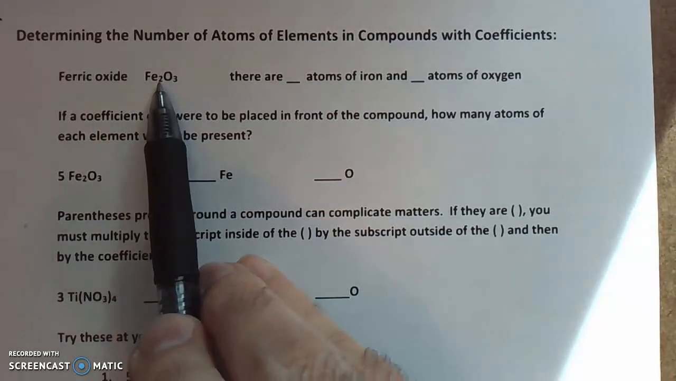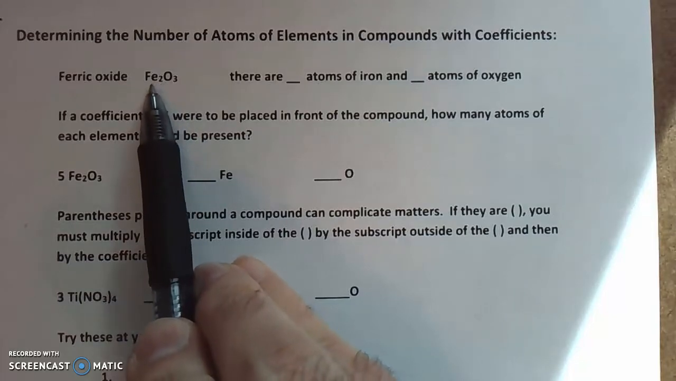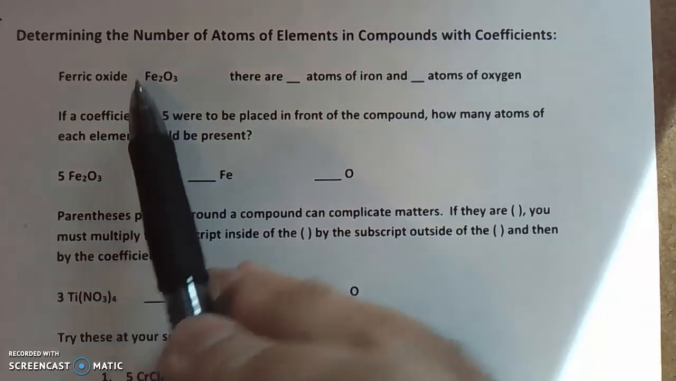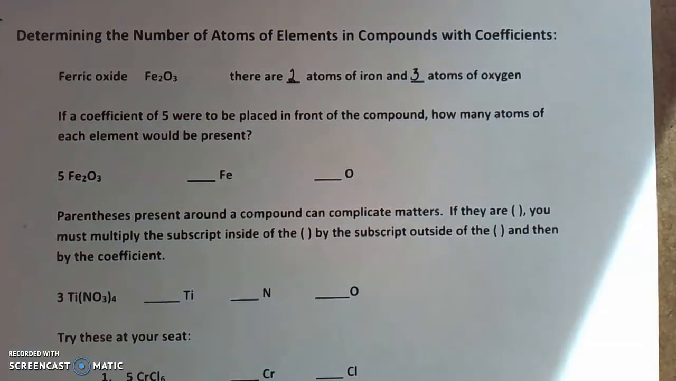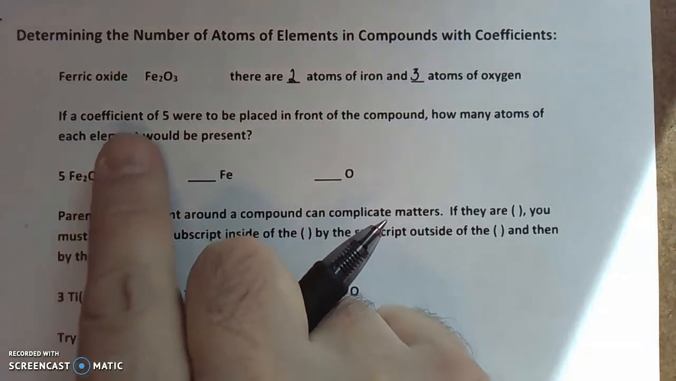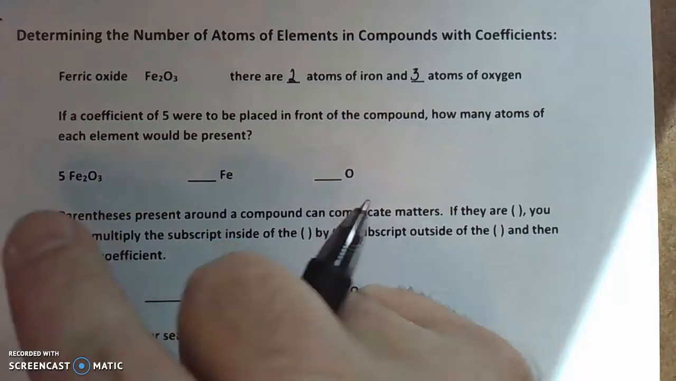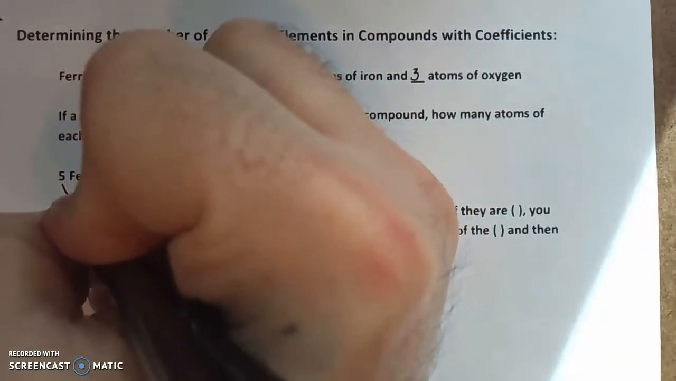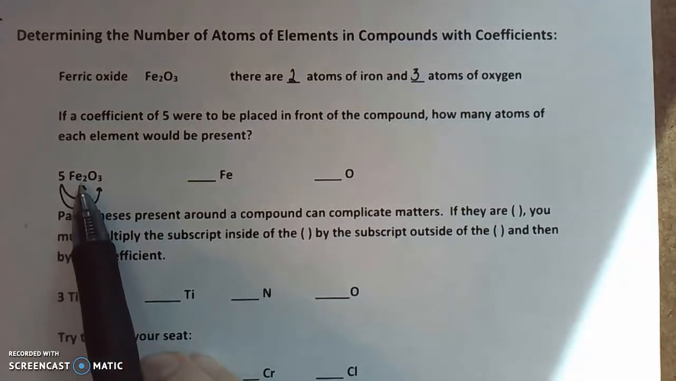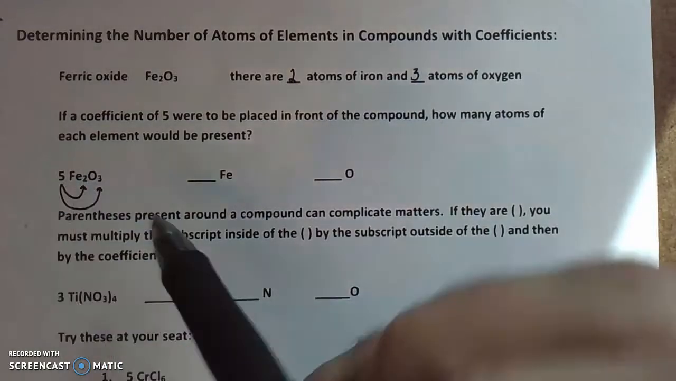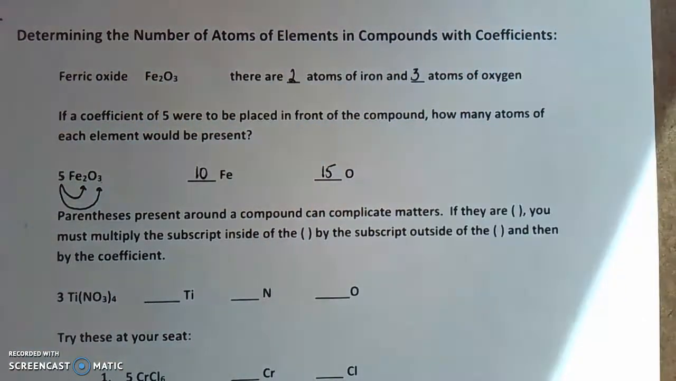We know that these subscripts are written after the element and they tell us how many atoms of each substance we have. So there are 2 atoms of iron and 3 atoms of oxygen. But if we put a coefficient of 5 in front of this compound, we would then have to distribute that 5 to everything that's after it. So we'd have to multiply the coefficient by the subscript. So 5 times 2 would give me 10 irons, and 5 times 3 would give me 15 oxygen atoms.